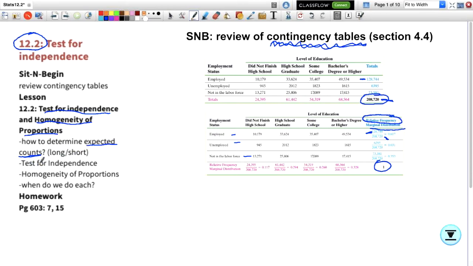Next, we're going to make sure and go over how to test for independence and dependence. Then we're going to look at another test that's very similar, but it's testing for the homogeneity of proportions, which means that all of the proportions are the same, okay? And we'll talk about that. And then because these two tests are so similar, when would we choose to do each of those? What is going to be the deciding factor that lets us know, oh, we're going to test for independence, or we're going to be doing the proportions, okay?